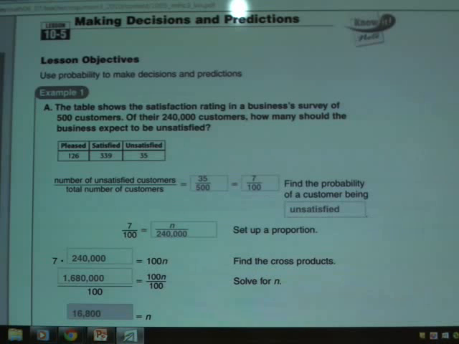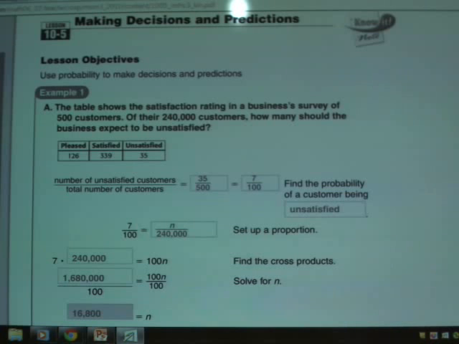This is a video presentation of Chapter 10, Section 5 in the 8th grade textbook entitled Making Decisions and Predictions. A lot of what you're going to see here is going to involve us using the concept of proportions to find a related probability or to give a related prediction.